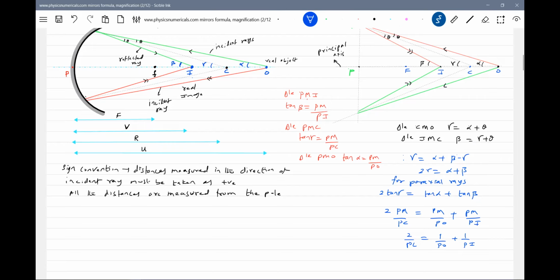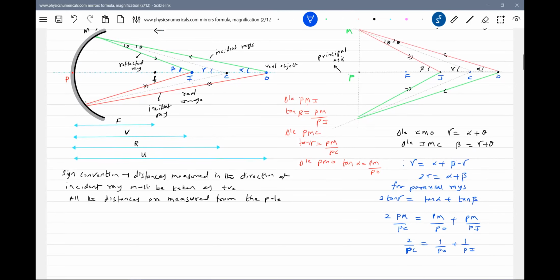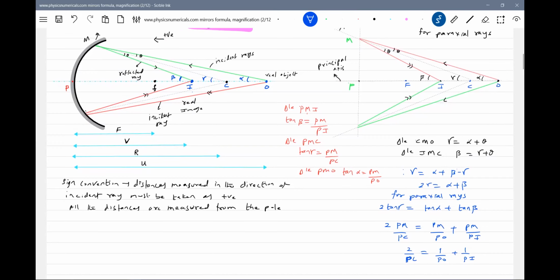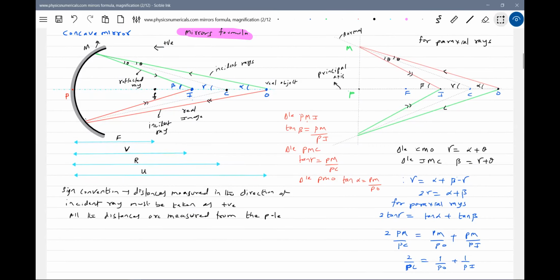What is PC? PC should be equal to the radius of curvature. Let's look at the left corner here. What is the distance PC? Distance PC is what we indicated by R, no? Radius of curvature. What is the distance PF? It should be equal to F, the focal length. What is PI? PI should be equal to image distance V. And what is PO? Object distance U. U is the object distance. V is the image distance. So these are the symbols.